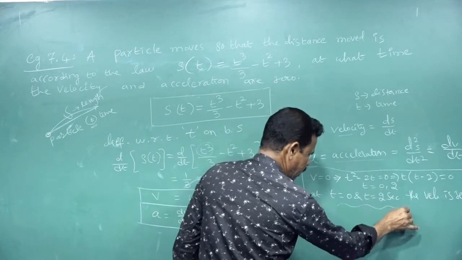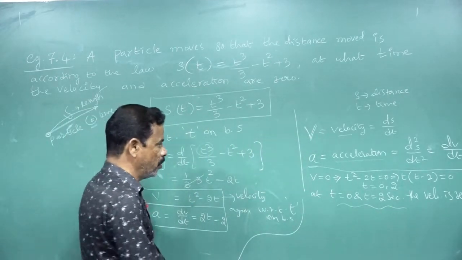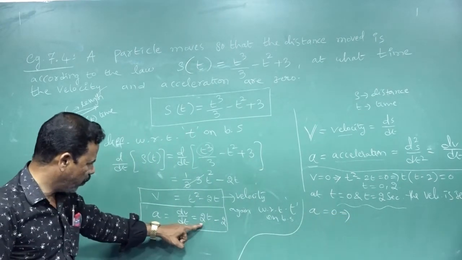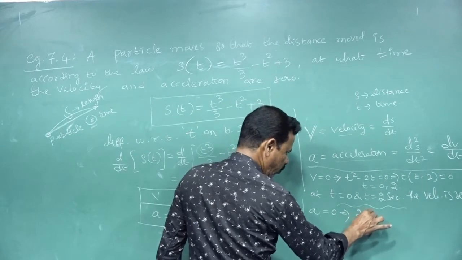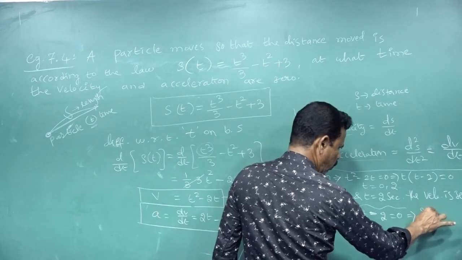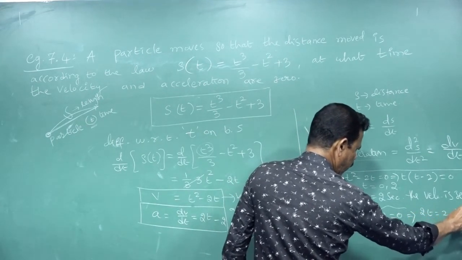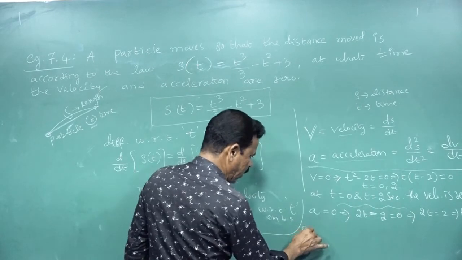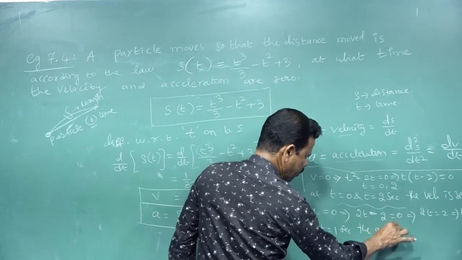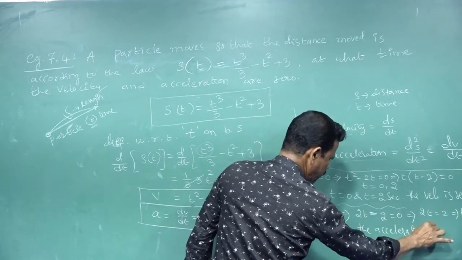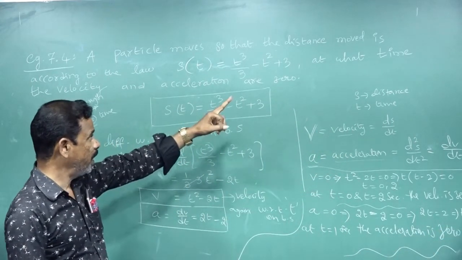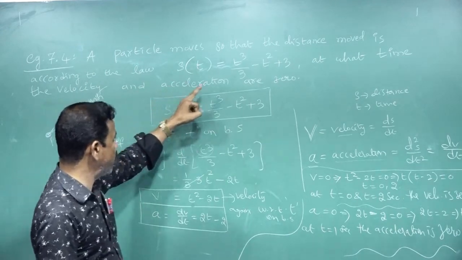Next, after that, acceleration at what time 0? So consider acceleration is 0. That is the acceleration function, what? 2t minus 2. 2t minus 2 is equal to 0. Here 2t is equal to 2, t is equal to 1. So at t is equal to 1 second, the acceleration is 0. That's all.